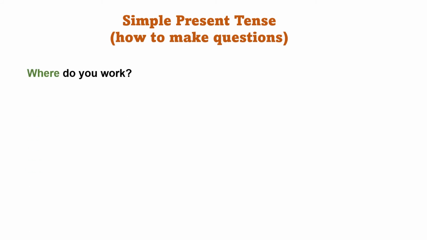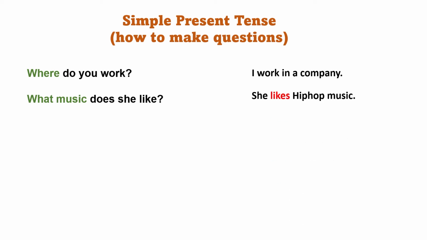questions. The first one, where do you work? We need where, do, and then our subject. The answer can be I work in a company. What music does she like? So, what music? And then does, because our subject is she. Be careful, we say like, not likes. What music does she like? She likes hip-hop music. So in our answer, we say likes.